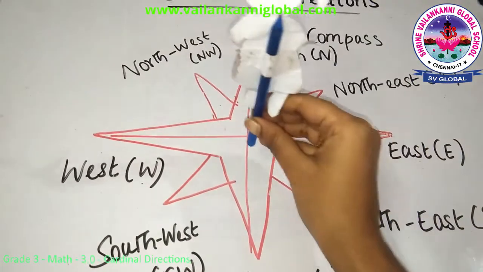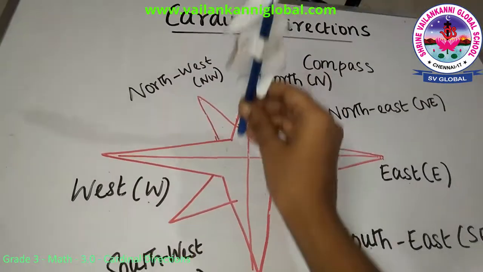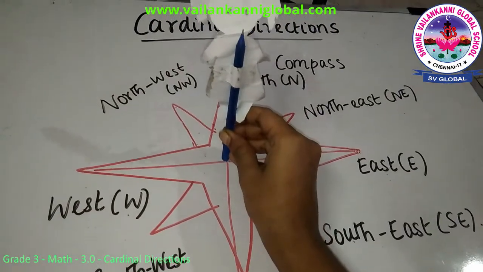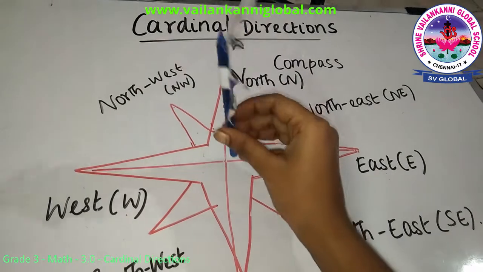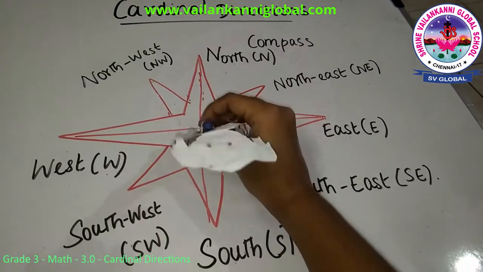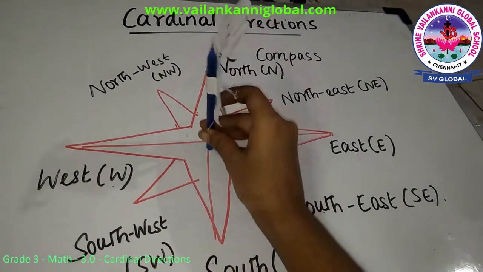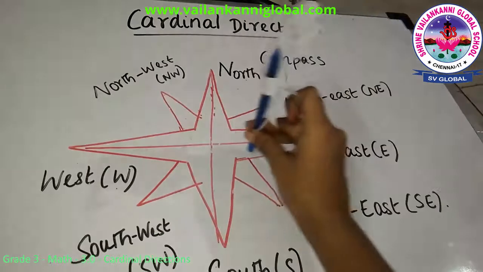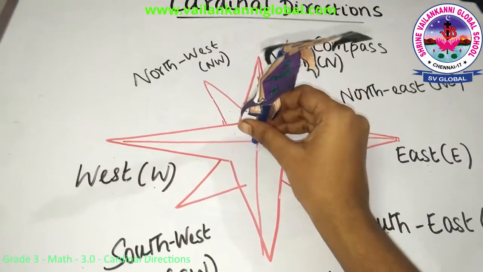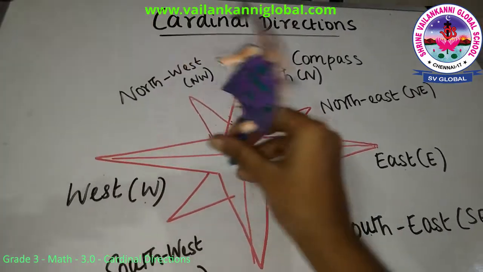So if this is you, and if you're facing in this direction, it means you're facing towards the north. Similarly, if you're facing this side, that means you're facing towards the south. If you're facing this side, it means you're facing towards the east. And if you're facing this side, it means you're facing towards the west.